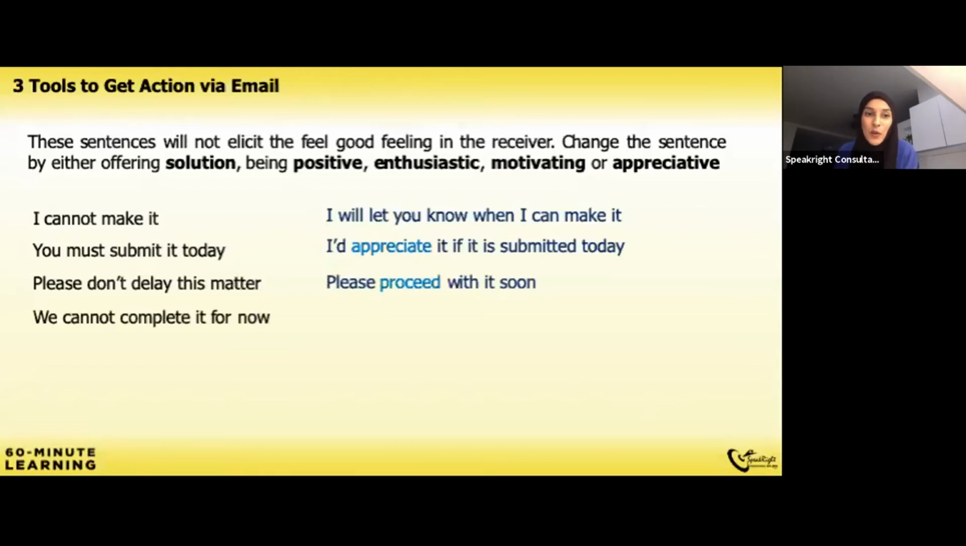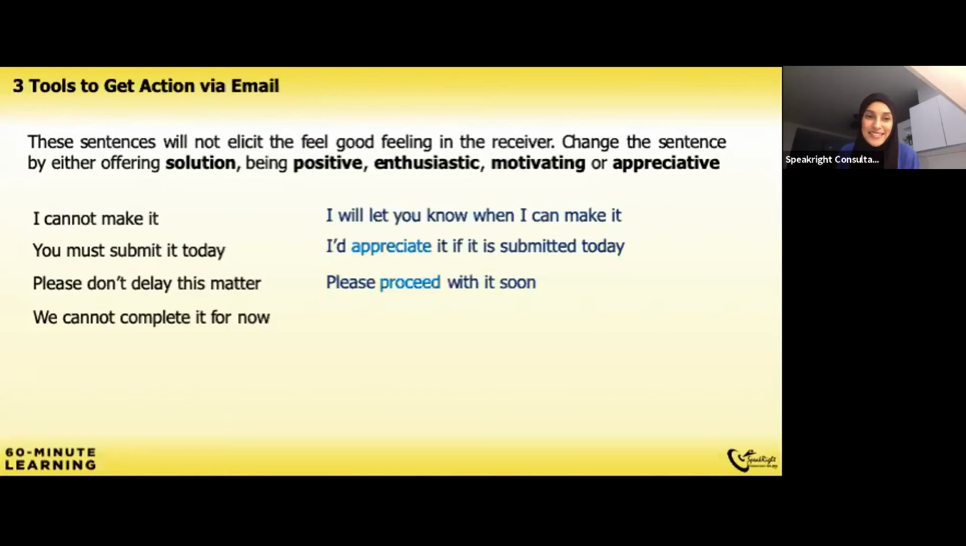Please don't delay sounds commanding, or please proceed with it soon. Okay, next, we cannot complete it for now. Will, I saw that you raised your hand. Okay, you can type it out in the chat. We cannot complete it for now. Cannot is such a trigger word. How can we change it? We will complete it by this Sunday.